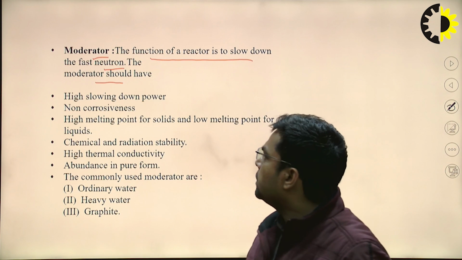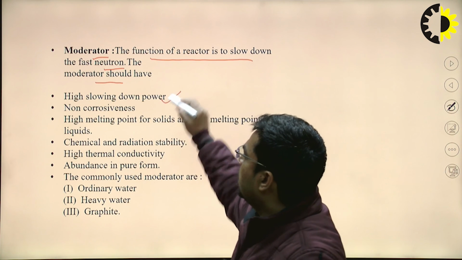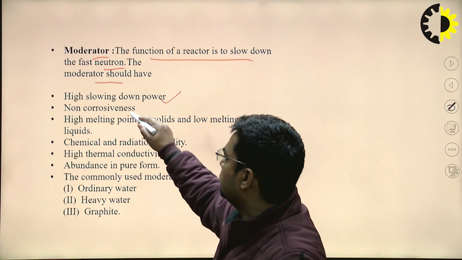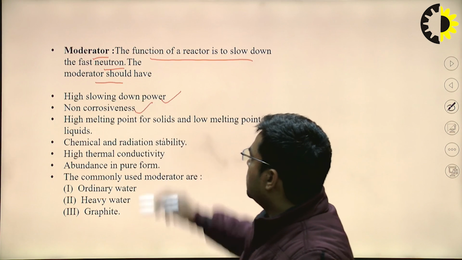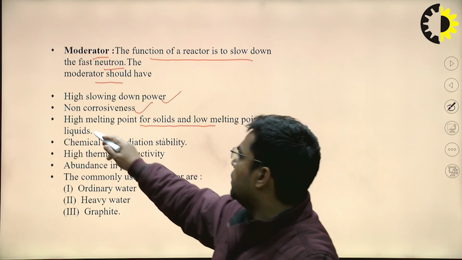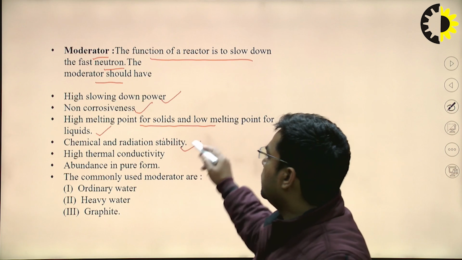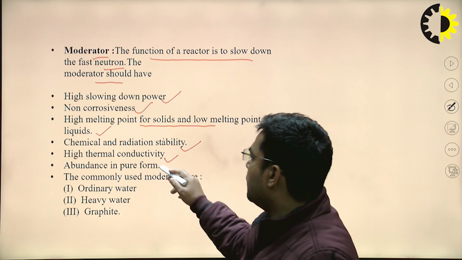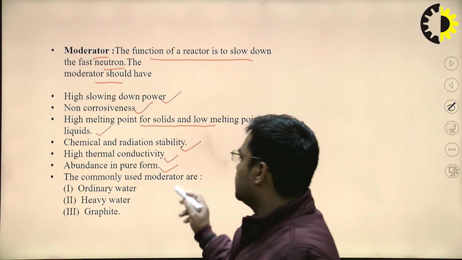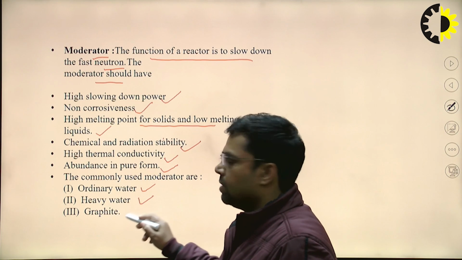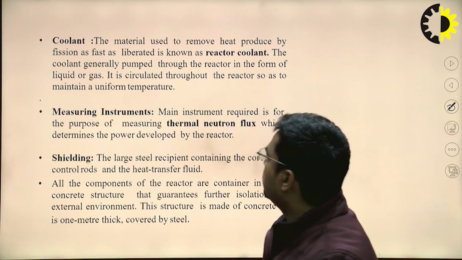What are the properties of a moderator? It should have high slowing down power. It should be non-corrosive, with a high melting point for solids and a low melting point for liquids. It should have chemical and radiation stability, high thermal conductivity, and abundance in pure form. The commonly used moderators are ordinary water, heavy water and graphite.